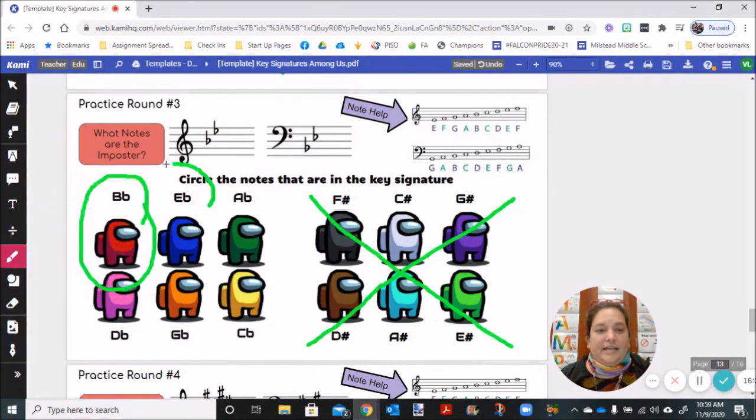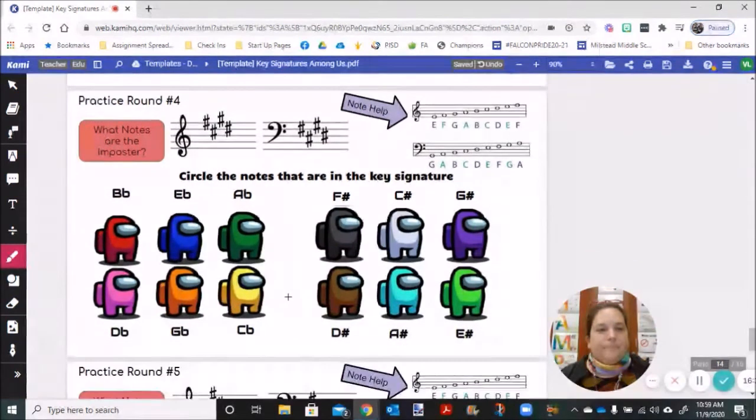Hopefully you said E. E flat is our other imposter. So in this key signature, we have B flat, we have E flat. Circle the B flat, circle the E flat. Make sure you're filling out your paper along with me or your slide on the screen. Moving on to practice round number 4.